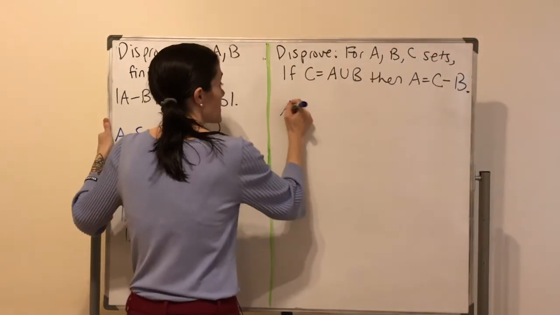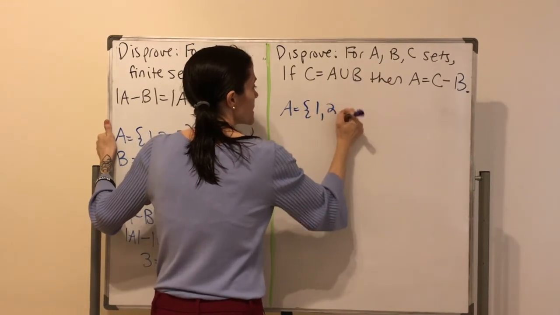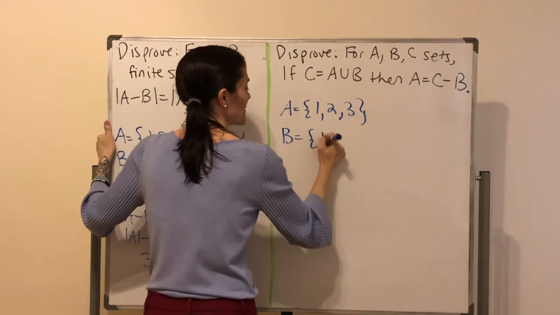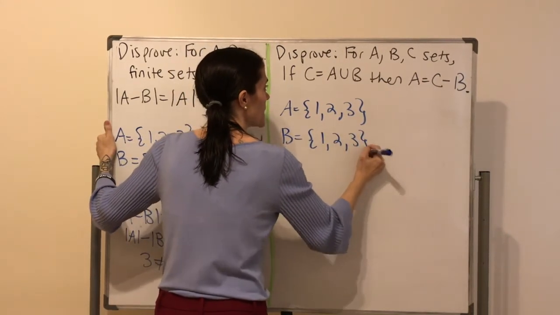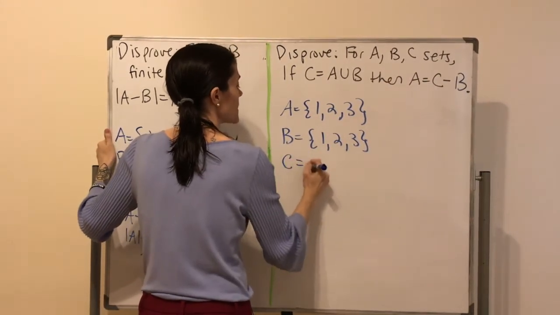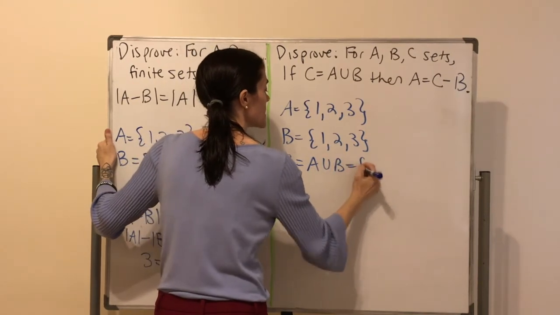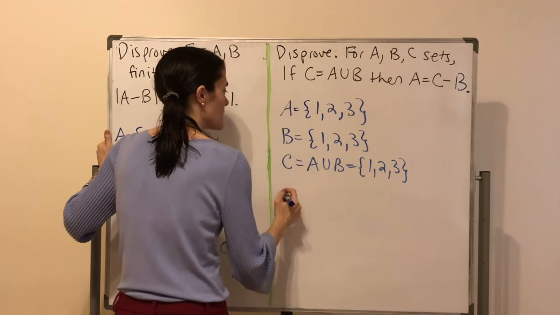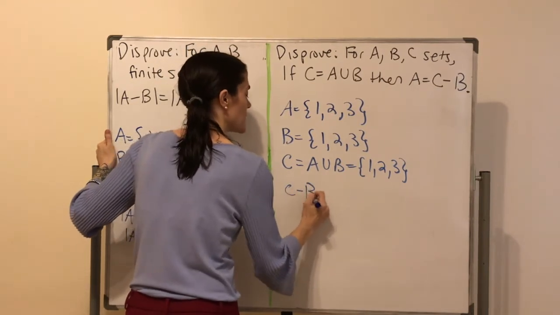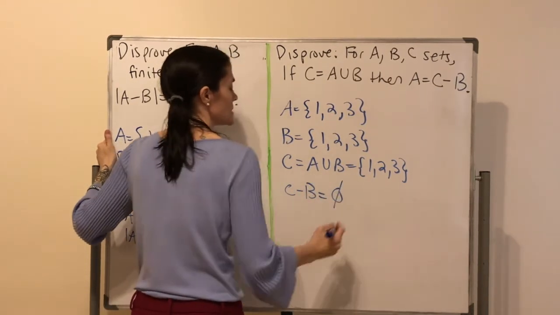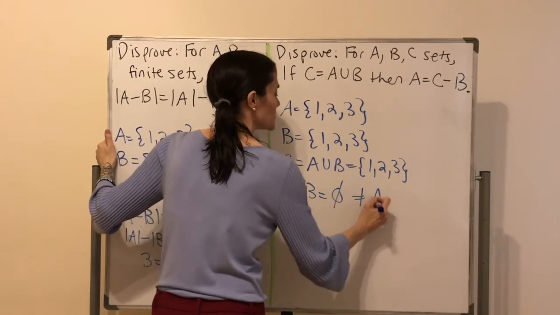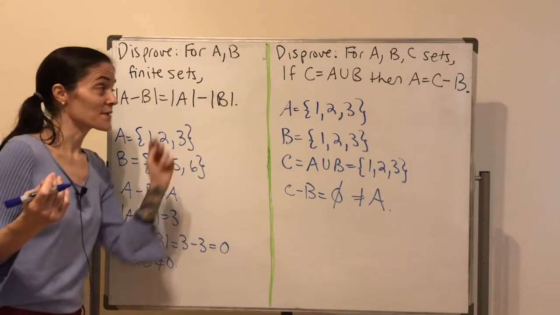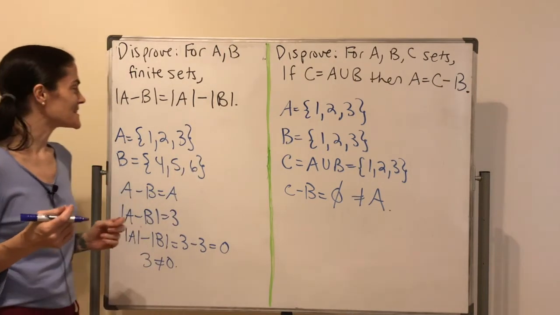Let's let A be the same, 1, 2, 3. And let's let B be equal to A, 1, 2, 3. And then this C here, which is A union B, is 1, 2, 3. However, C minus B is the empty set, and this is not equal to A. So this is just one counterexample to that statement.